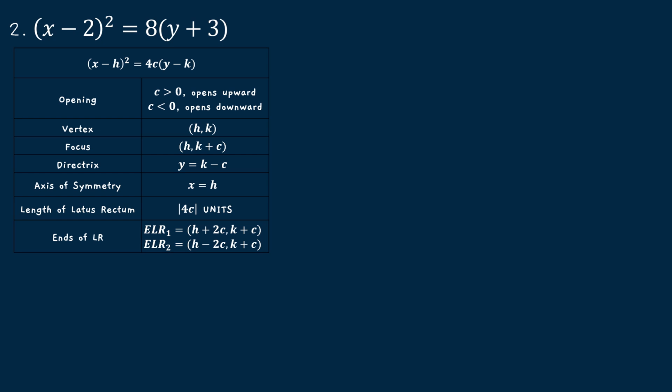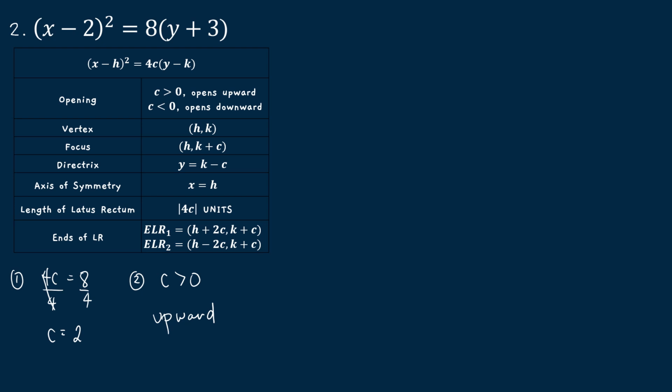On to number 2, still a vertical parabola. Identify uli natin anong value ni letter c. So 4c is equal to 8 this time. Divide both sides by 4. c is equal to 2. And if c is equal to 2, it is greater than 0. So your parabola will still open upward.